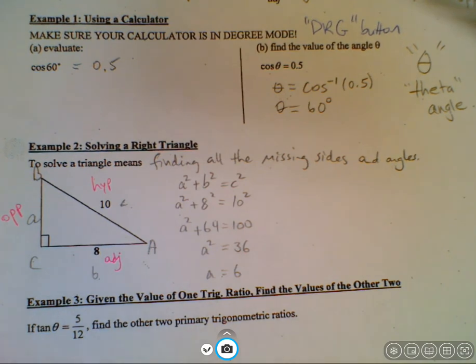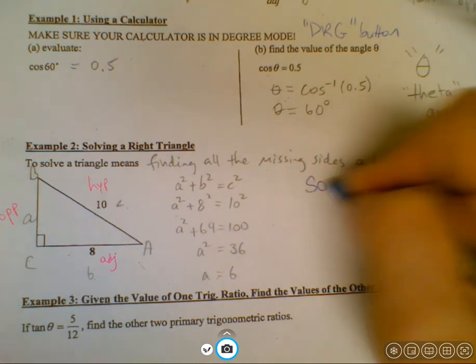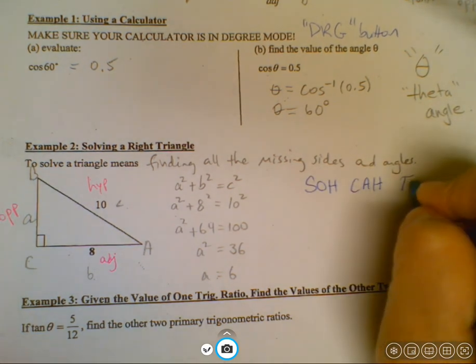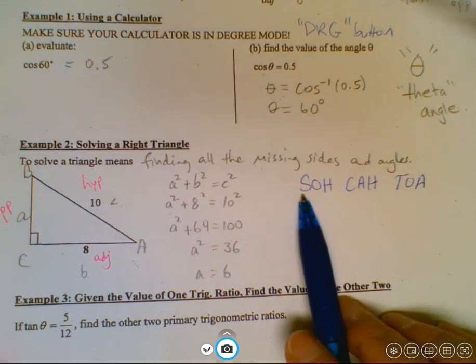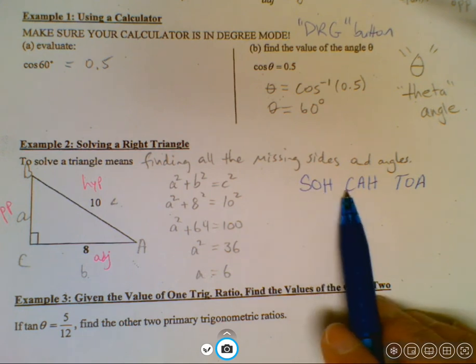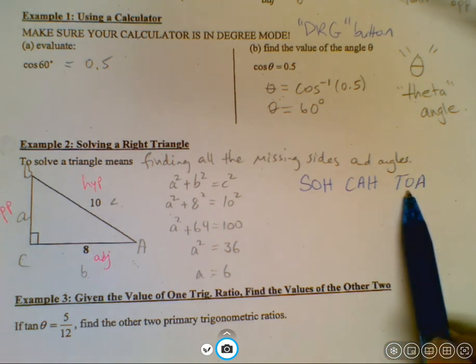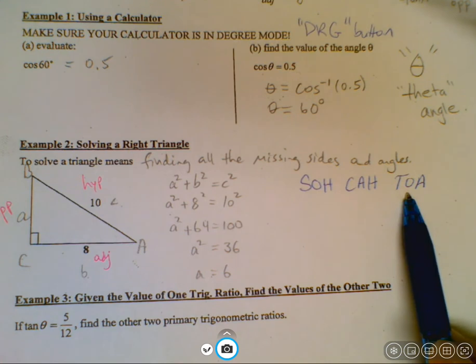So the way we do it is we use a little memory aid that looks like this, SOHCAHTOA. SOHCAHTOA, and it means sine is equal to opposite over hypotenuse, cosine equals adjacent over hypotenuse, and tangent equals opposite over adjacent. It helps us to remember what they all are.